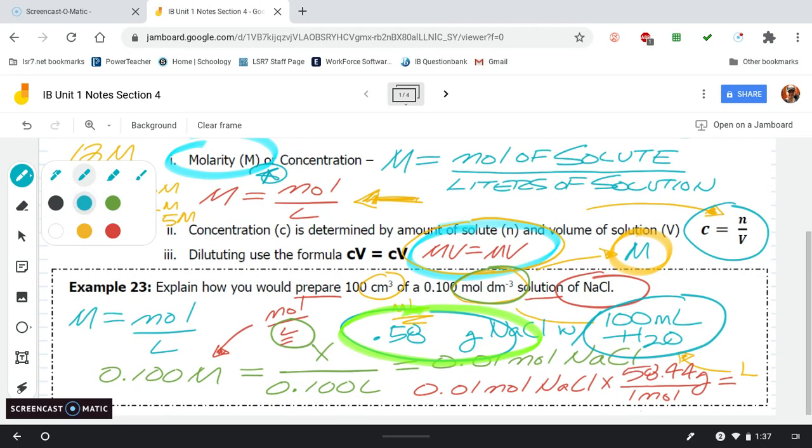So 0.584 grams of salt, and then enough water to get to 100 milliliters, or about 100 milliliters, because the salt itself is going to have some volume. So the most correct answer would be 0.584 grams of salt with enough water to get to 100 milliliters. So that would be the most correct answer.